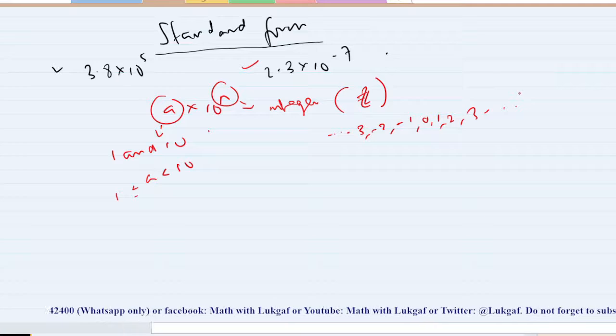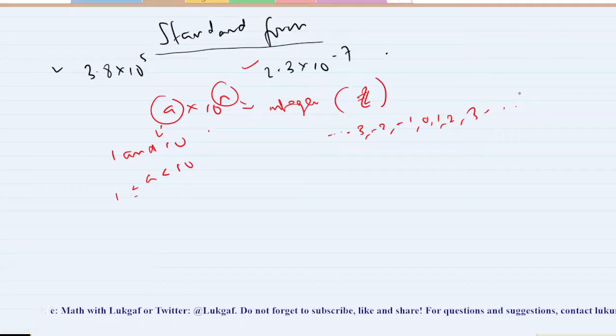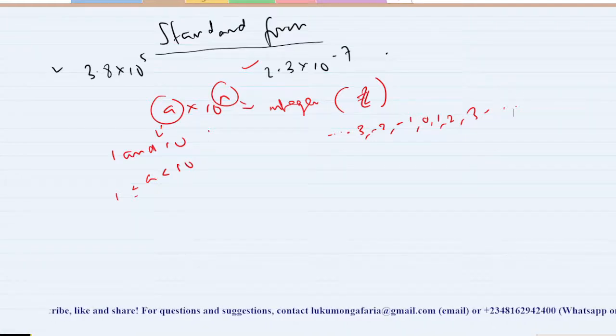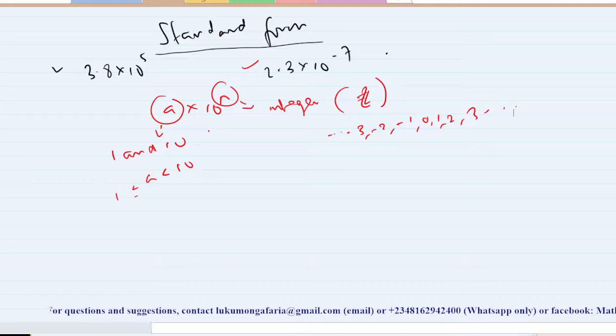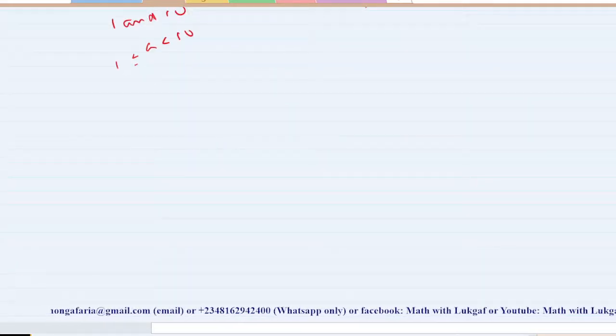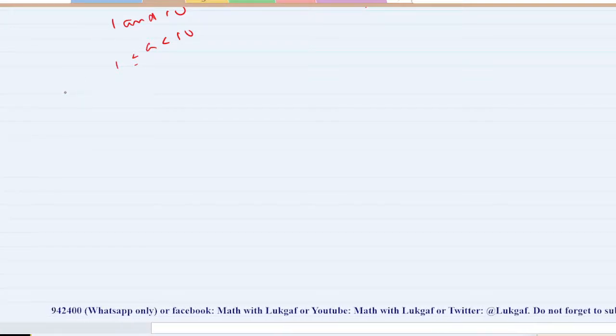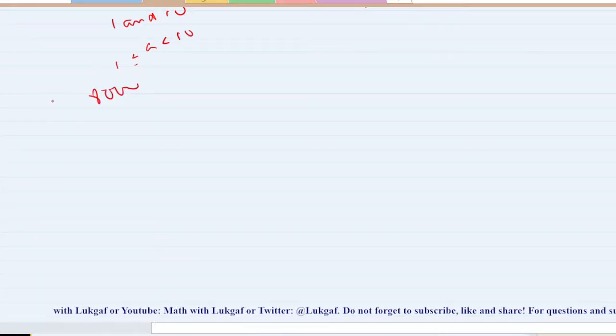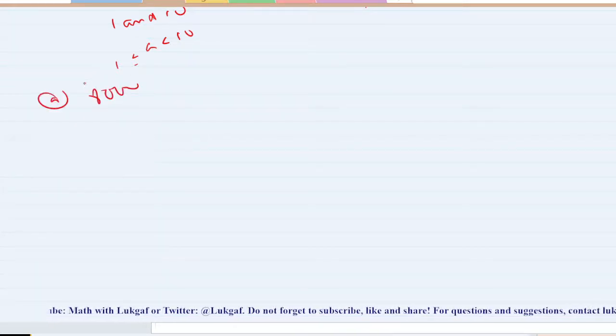So I said this number is in standard form. When you have this type of number, we say such a number is in standard form. How do you now write a number in standard form? It is very simple. But before I give you an example, let me start my explanation with this kind of example. Let's say I have 8,000 and I want to convert it to standard form.